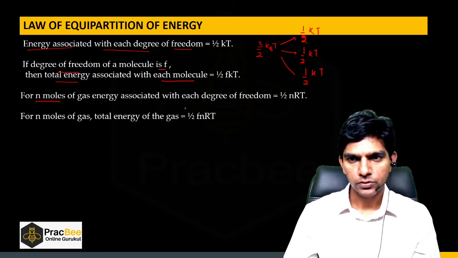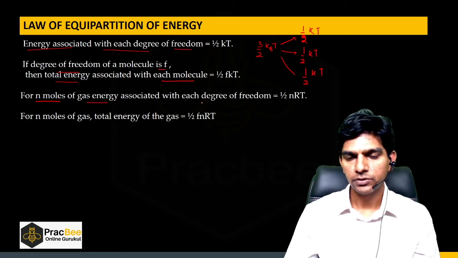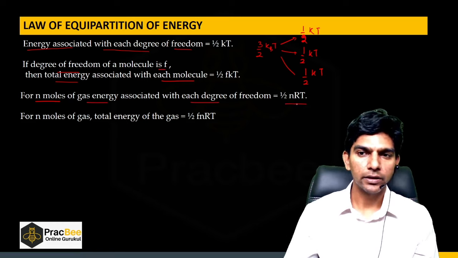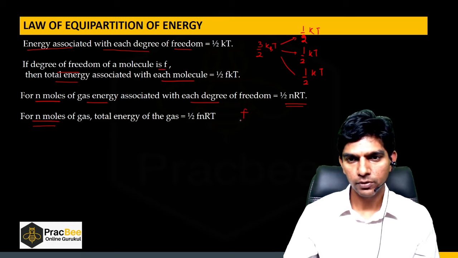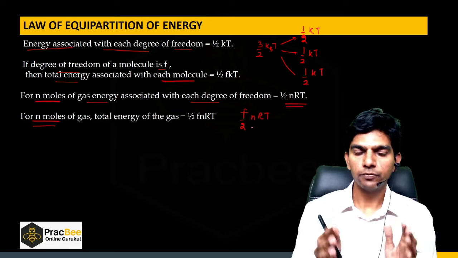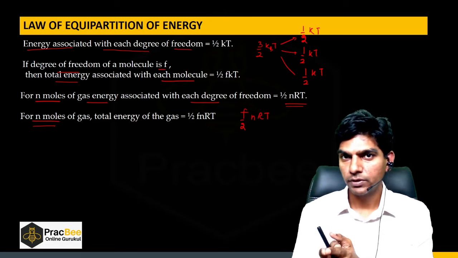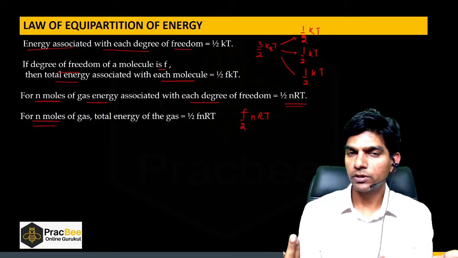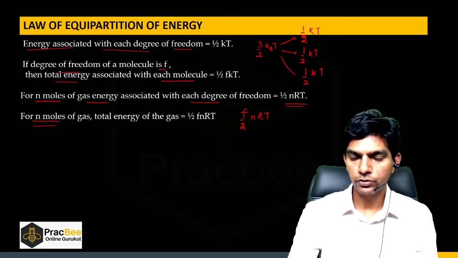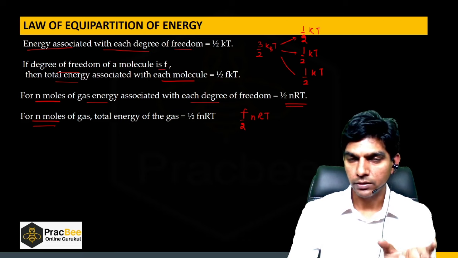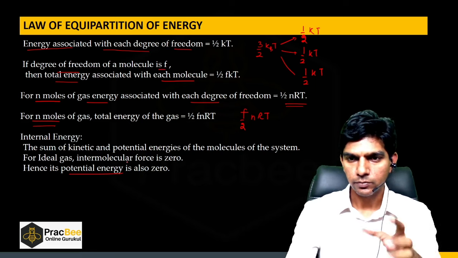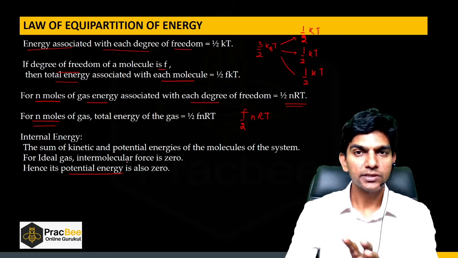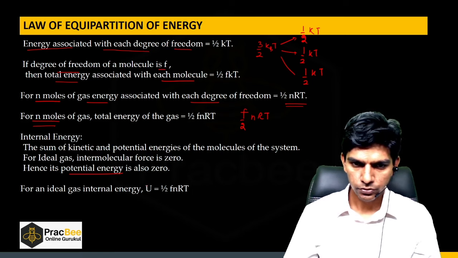Now, in case of n moles of gas, the energy associated with each degree of freedom will be 1 by 2 nRT, and for all degrees of freedom it will be F by 2 nRT. So just remember this formula, F by 2 nRT. If we have n moles of a gas, the total energy of the gas is F by 2 nRT, and this total energy is nothing but the internal energy of the gas, because potential energy is 0 in case of gas. So internal energy is the total energy of the gas, which is F by 2 nRT. Do remember this formula.